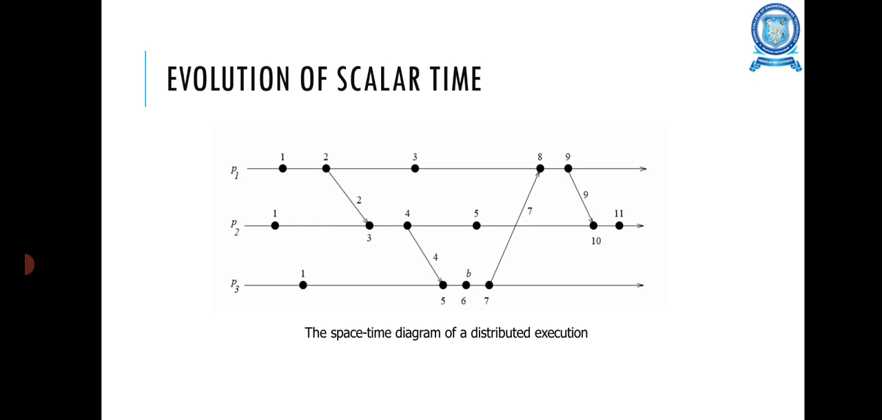This is the space-time diagram for a distributed execution. Here there are three processes involved: P1, P2, and P3. Then this is the scalar time representation for the particular process.